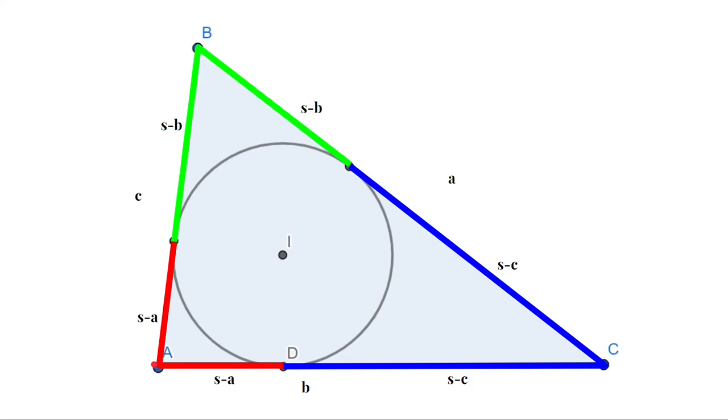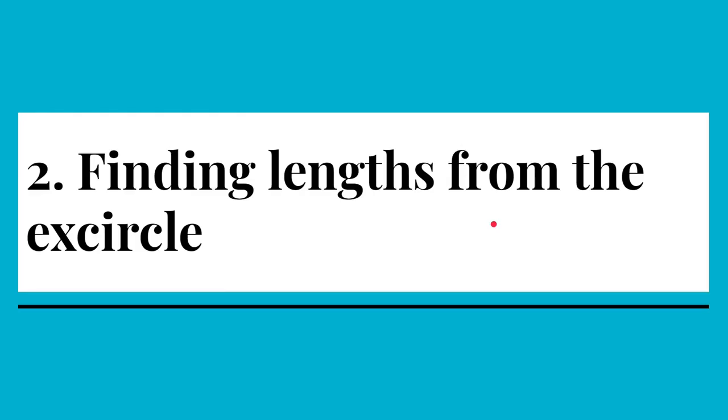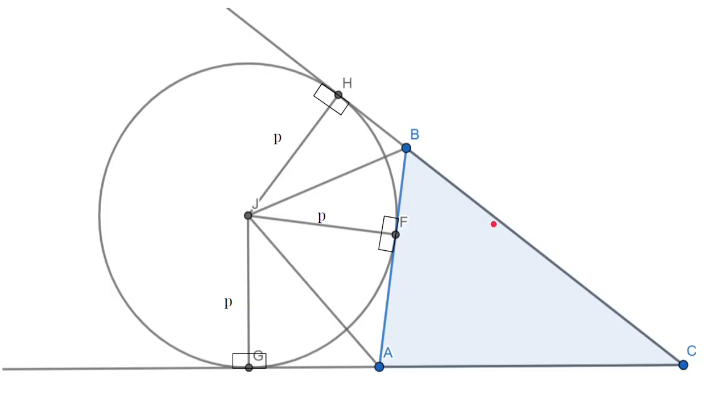Part 2, finding lengths from the excircle. The excircle is just like the incircle, but it's outside of the triangle instead of inside it. Each triangle actually has three excircles, one for each side, but we'll only look at one of them for this proof.